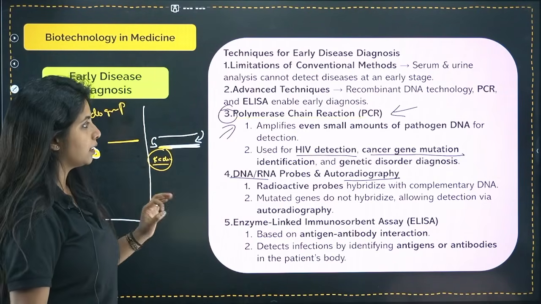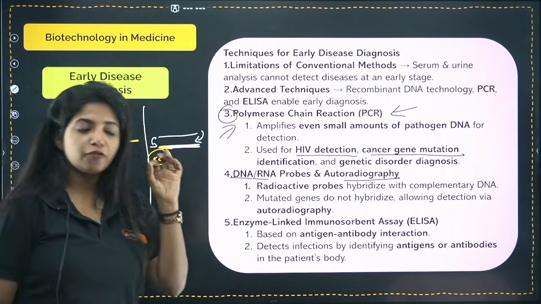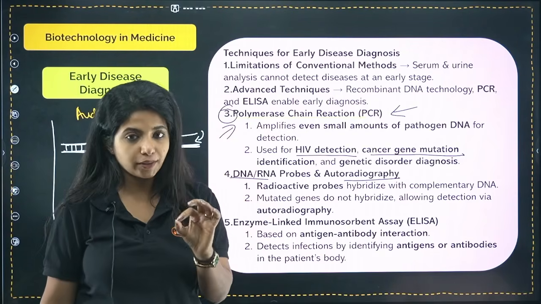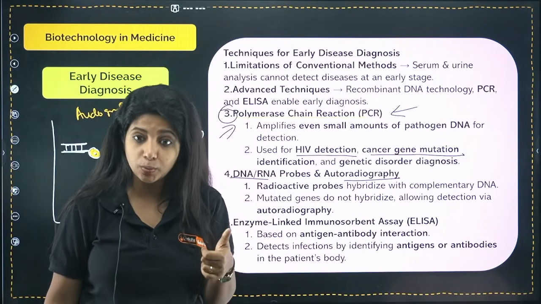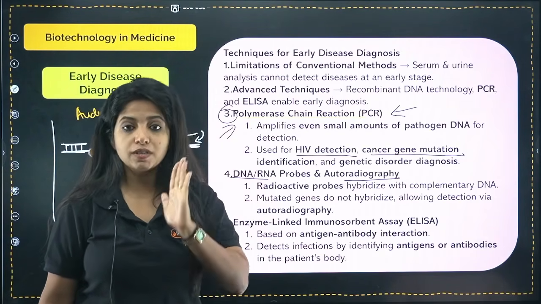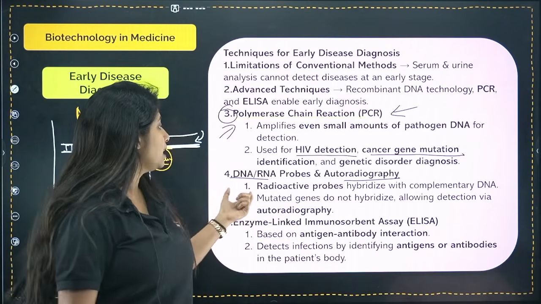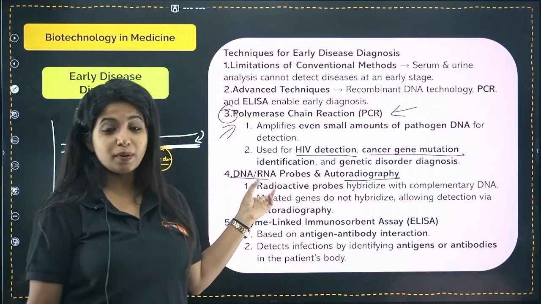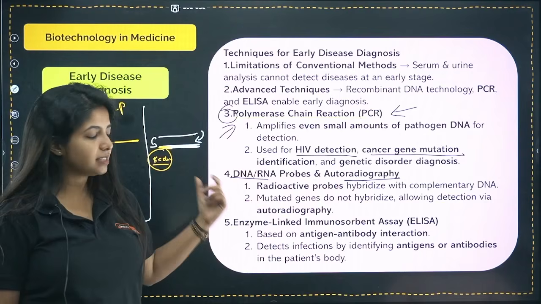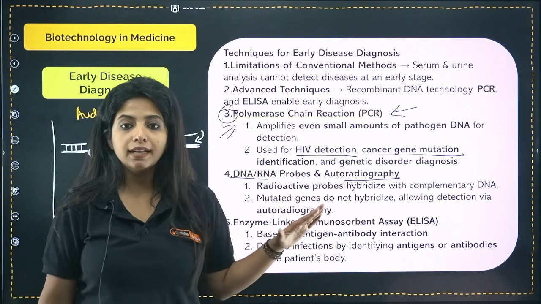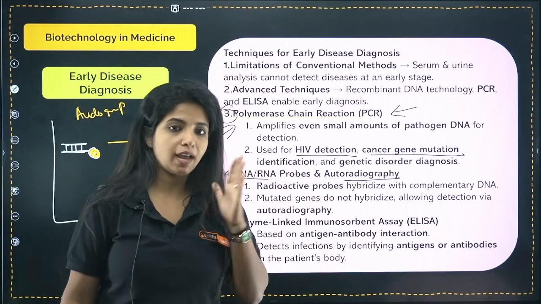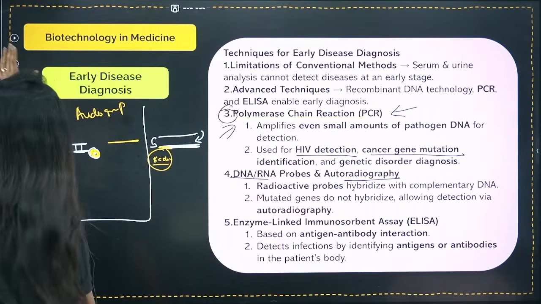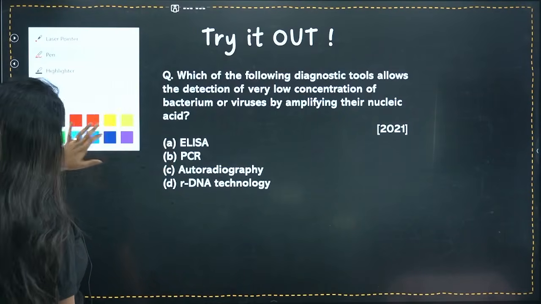Very, very important thing. So polymerase chain reaction is for finding even the small traces of pathogens. It can be used for HIV detection as well. Cancer gene mutations as well. Do not forget it. And DNA, RNA probes and autoradiography, this is best for finding the mutant genes. And enzyme-linked immunosorbent assay. Basically, the basic principle is what? Antigen-antibody interaction. Done? Done.